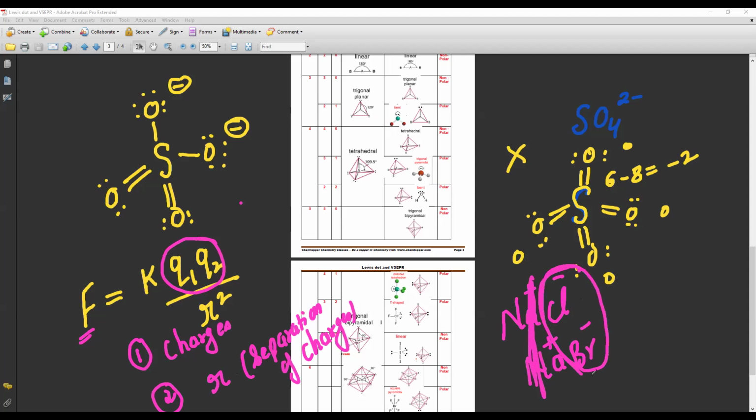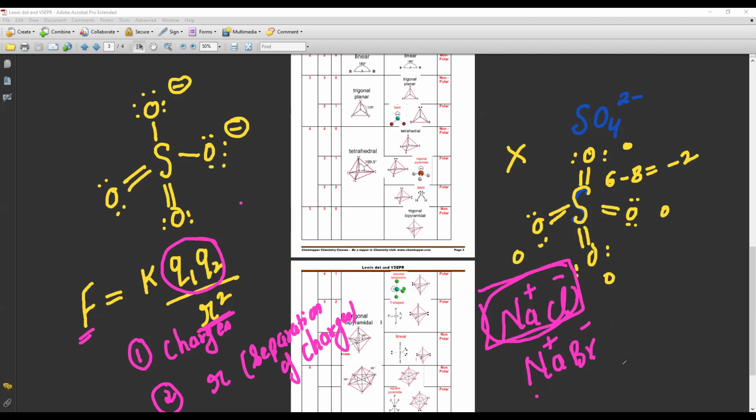Na plus is also same, so don't compare. Compare these two. Now, which one is bigger? Br minus, down the group. So which one has stronger attraction? The smaller one, closer to each other, more attraction. R is in the denominator, you can see. So the lattice enthalpy of NaCl is more than that of NaBr. It means the melting point of NaCl is more than NaBr.